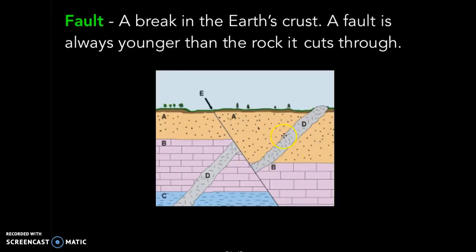So what that means is when we're looking at this situation right here, all of these layers, C and B and A and even D, all had to be there before you could actually cut it. So this E that you see, this straight line, that's going to be your fault, that's what shifted all of these layers. So again, all of the ones here, A, B, C, and D, all had to be there before you could cut it. And again, you'll get more practice with it, but just trying to give you a preview of it now.